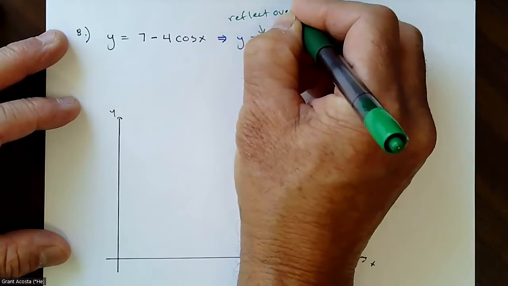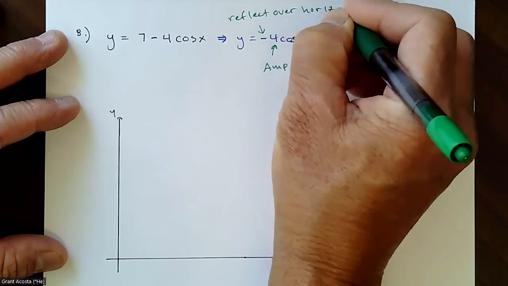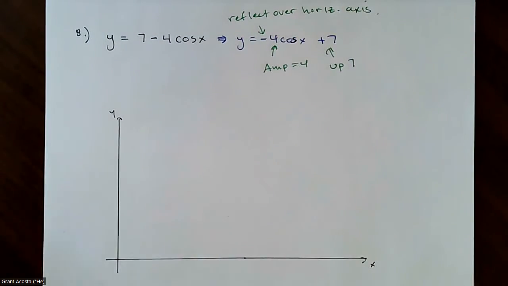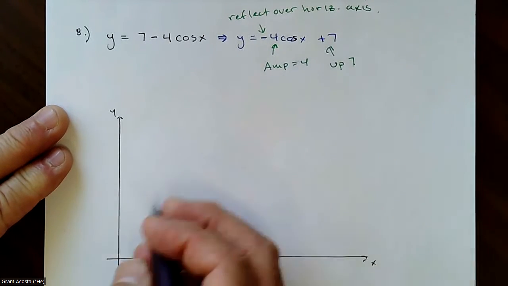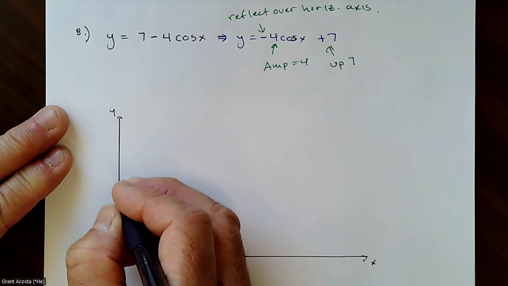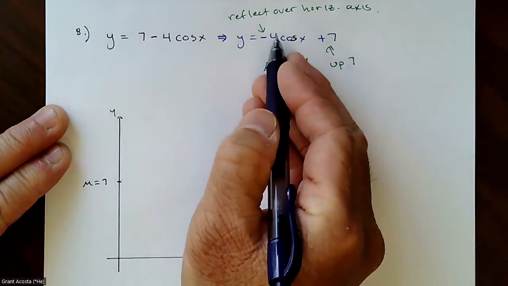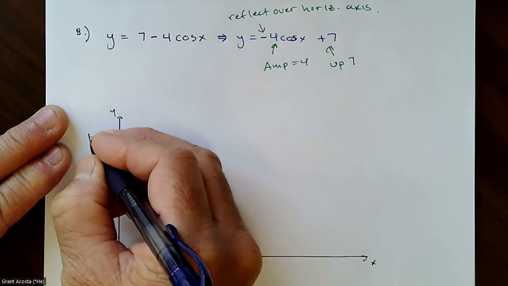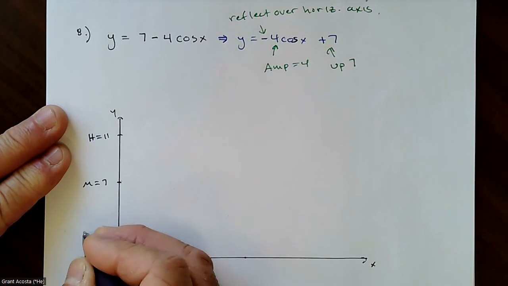Reflect over the horizontal axis. There we go. Gotta be a little bit careful, because the proper way to sketch this is, let's talk about our y values first. So if our graph is up 7, that's our new middle. Middle is 7. The amplitude is 4, means from 7, the graph can go up 4 units. So my high would be 11 and down 4 units. My low would be at 3.